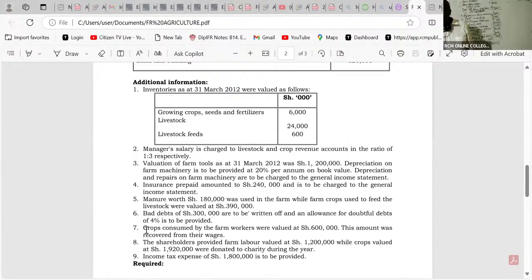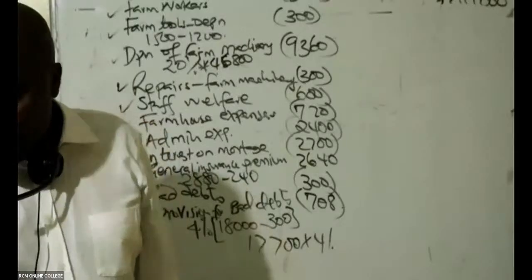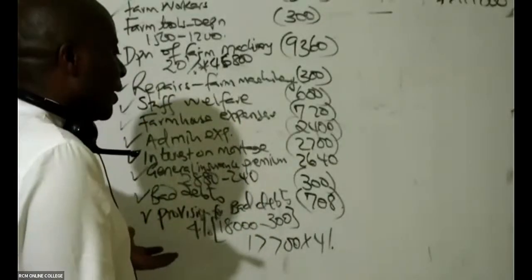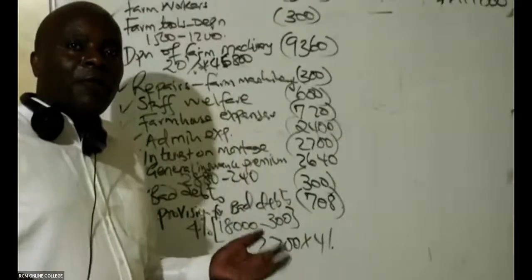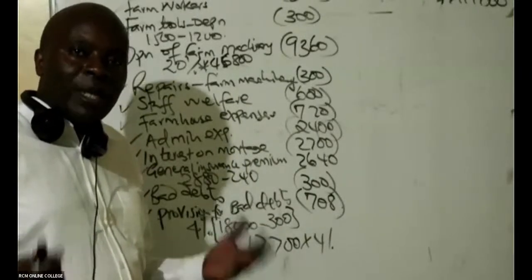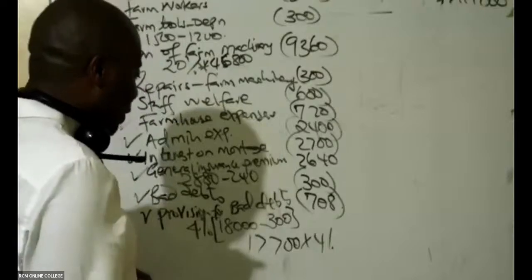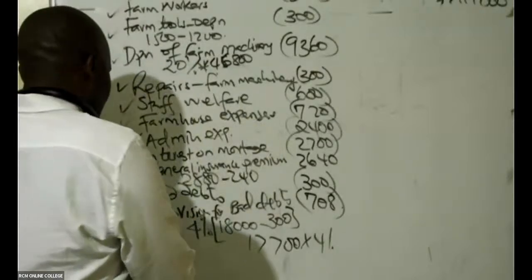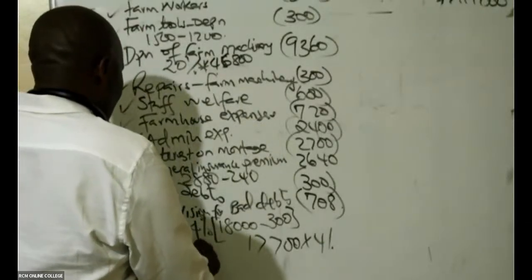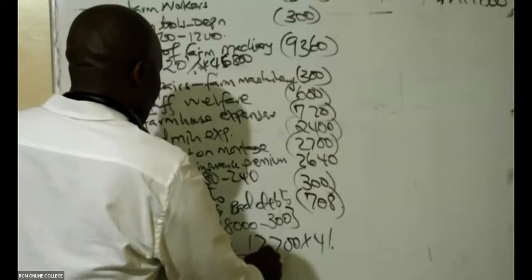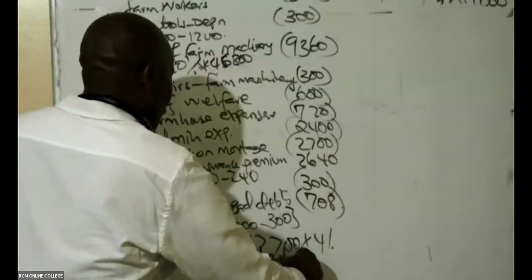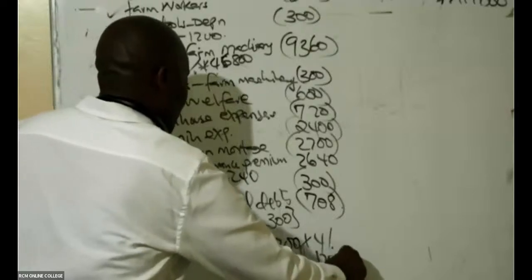The shareholders provided a farm labor valued at 1,200. Now we need to come and remove it here. So in this case we have a labor cost attributed to shareholders. It's an expense. We can't say that we have gotten free labor. We have to pay these guys in one way or the other. So we have labor cost from shareholders. Our figures are in thousands, 1,200.